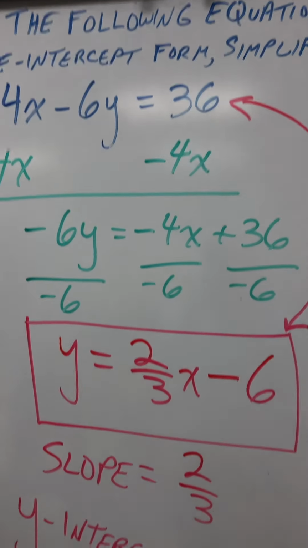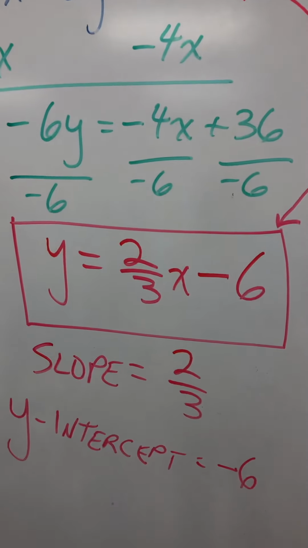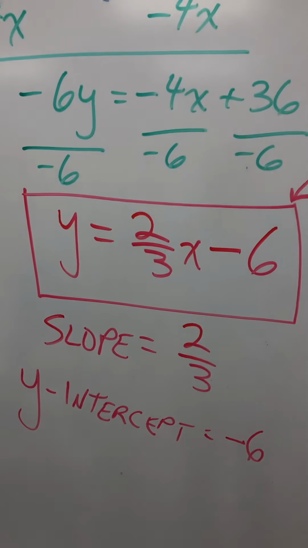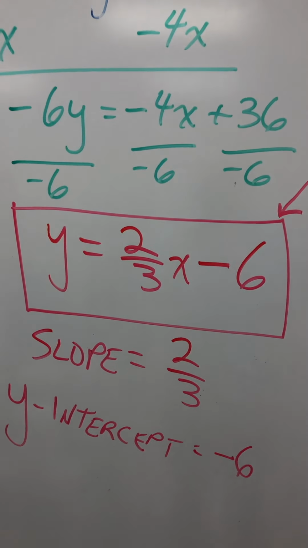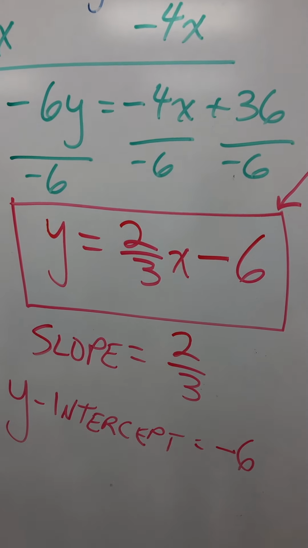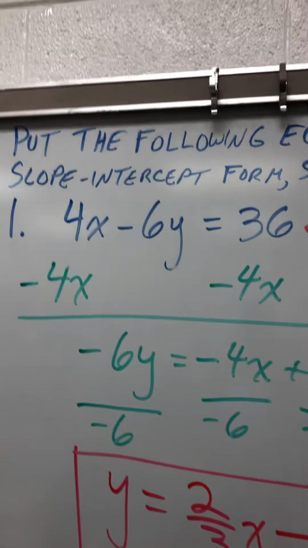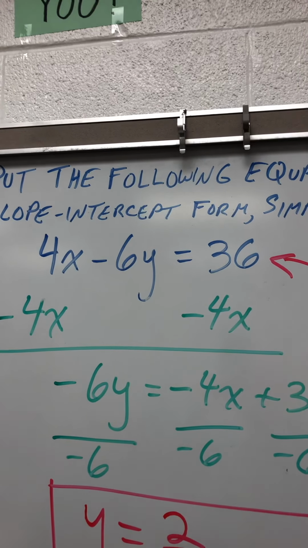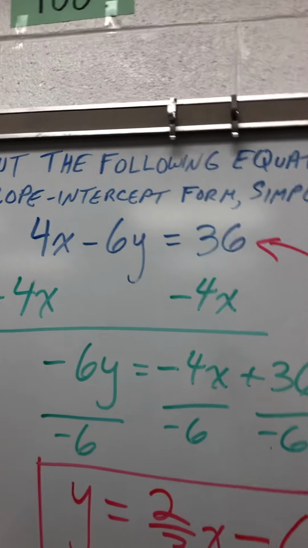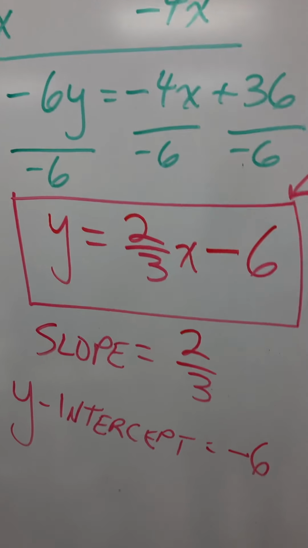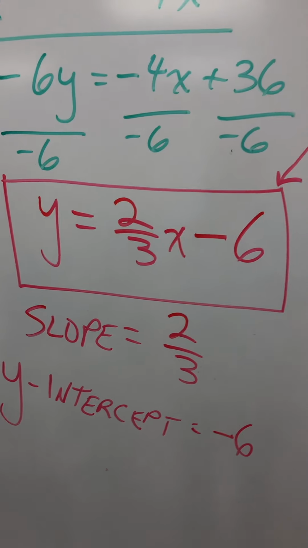Again, the slope is 2/3 and the y-intercept is negative 6. That's why that's called slope-intercept form, because it shows the slope and intercept. So up here, if you have an equation like this, but you want to know the slope and y-intercept, then you have to solve for y to get it into slope-intercept form.